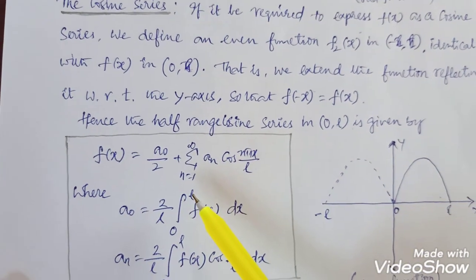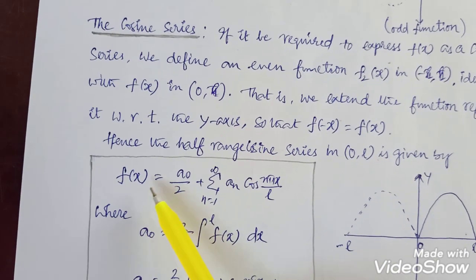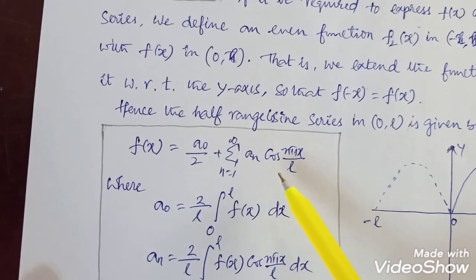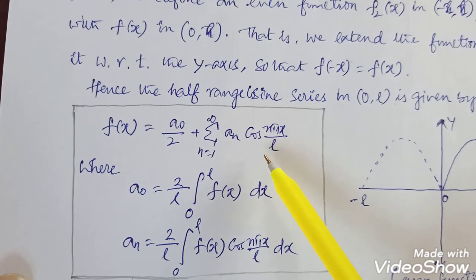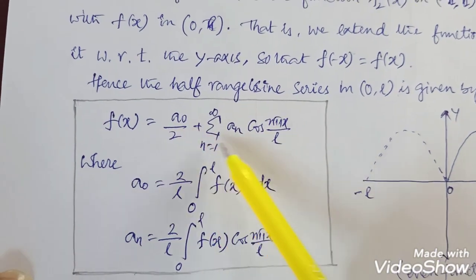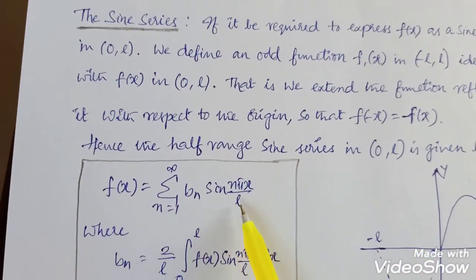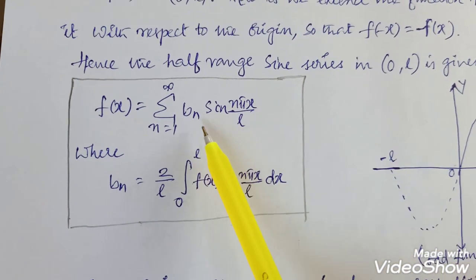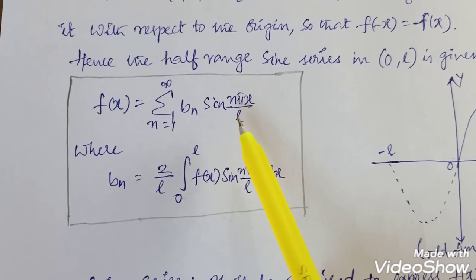We can expand any function as a cosine series, where f of x is equal to a naught by 2 plus sigma n equal to 1 to infinity a n cos n pi x by L. Remember, half range cosine series means the series contains only cosine terms. Half range sine series means the series contains only sine terms.